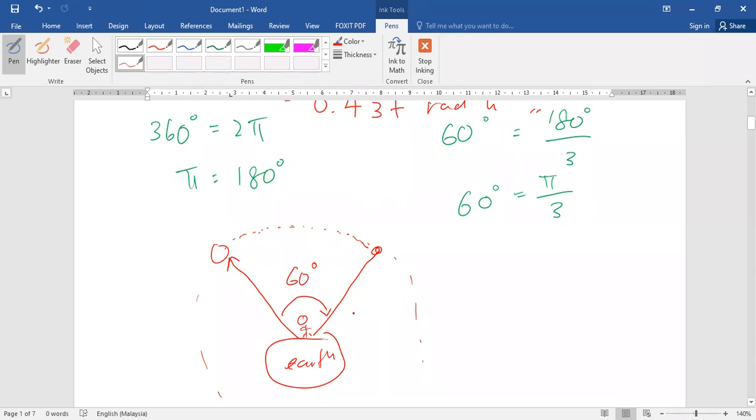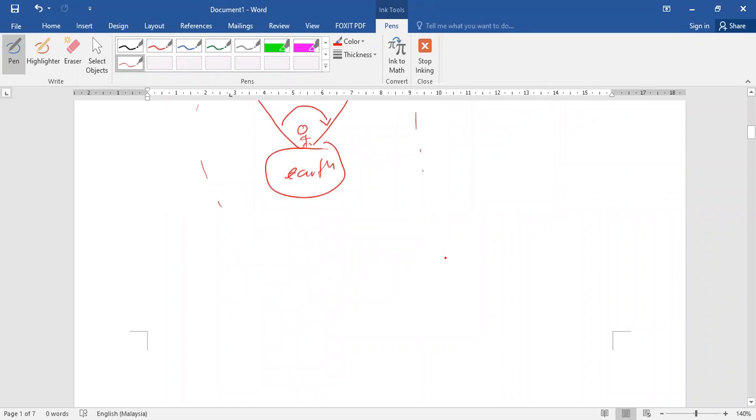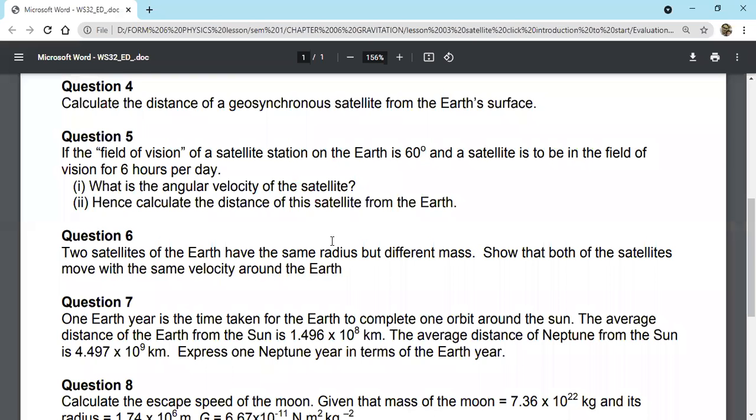So 60 degree means, what is the field of the vision? That means that it's 60 degree. How wide is it? The distance depends on the R. But if we mention it in angle, that means that it will be 60 degree. Okay, for question 2. Hence, calculate the distance of the satellite from the Earth. That means now we need to find the R.